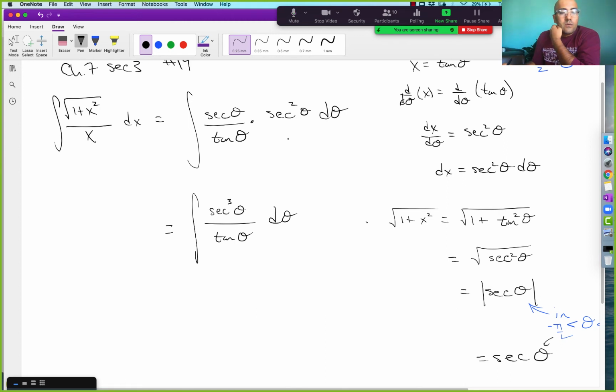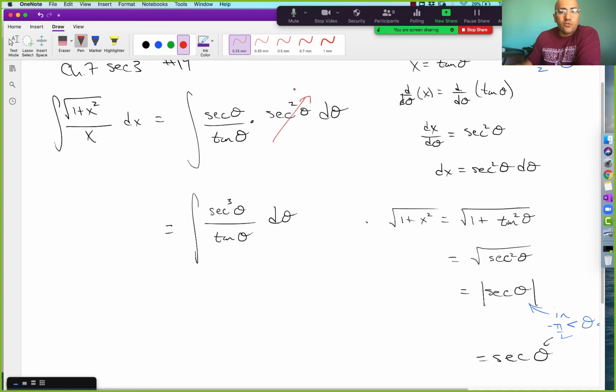So instead of bringing this together, we can take advantage of our substitution one more time. We know that secant squared theta equals 1 plus tangent squared. Does that help? If we replace this with 1 plus tangent squared, we'll end up with secant tangent in the one way, and secant tangent squared in the other way. All right, let's try that.